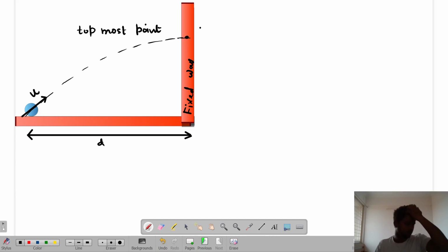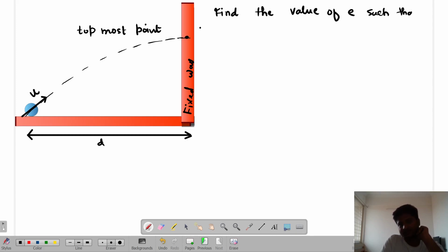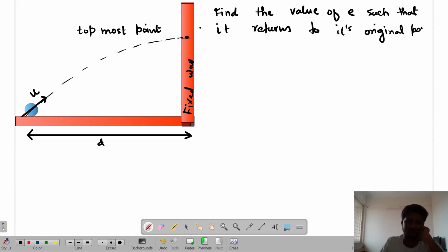Got it or not? Okay. Now, the question is, find the value of e such that it returns to its original position. Original point. ठीक है?